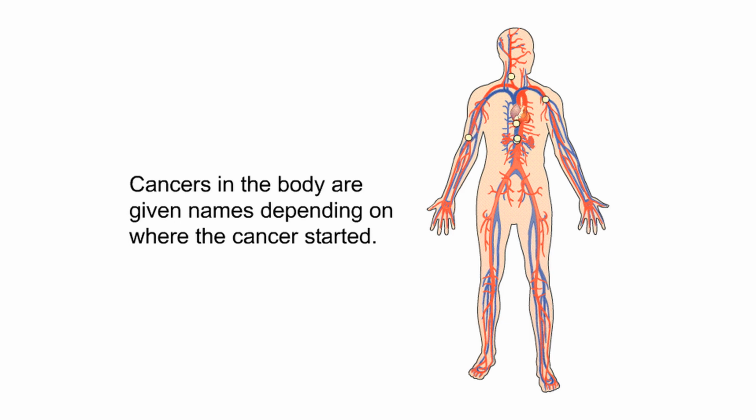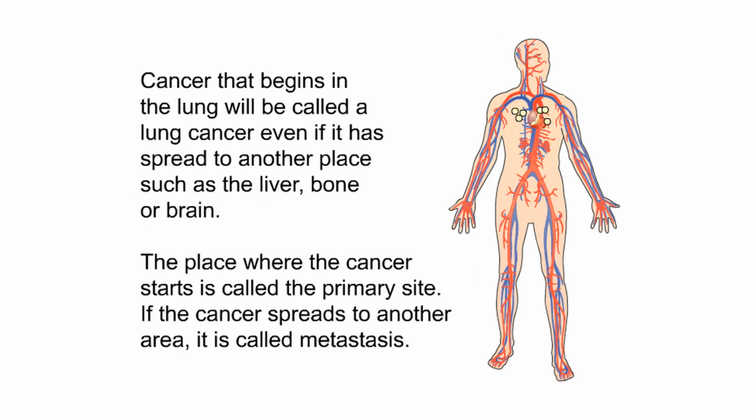Cancers in the body are given names depending on where the cancer started. Cancer that begins in the lung will be called a lung cancer, even if it is spread to another place, such as the liver, bone, or brain. The place where the cancer starts is called the primary site. If the cancer spreads to another area, it is called metastasis.